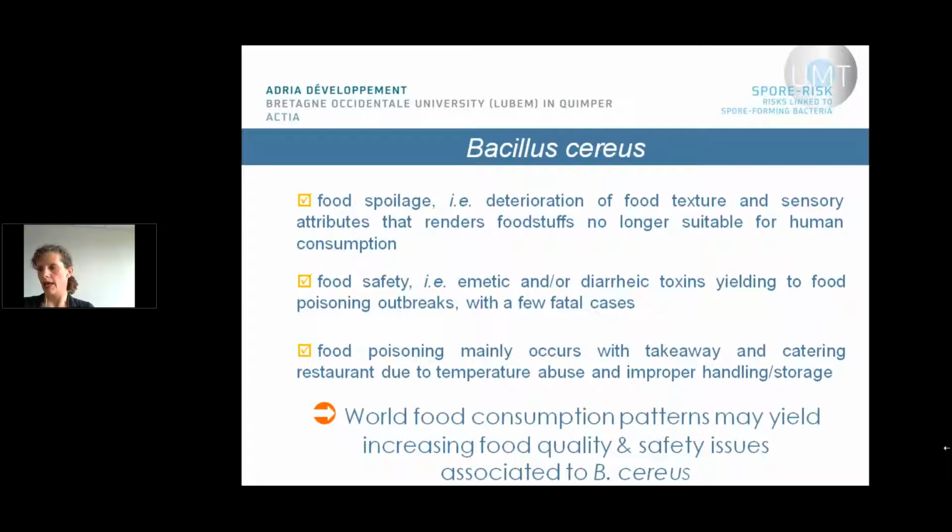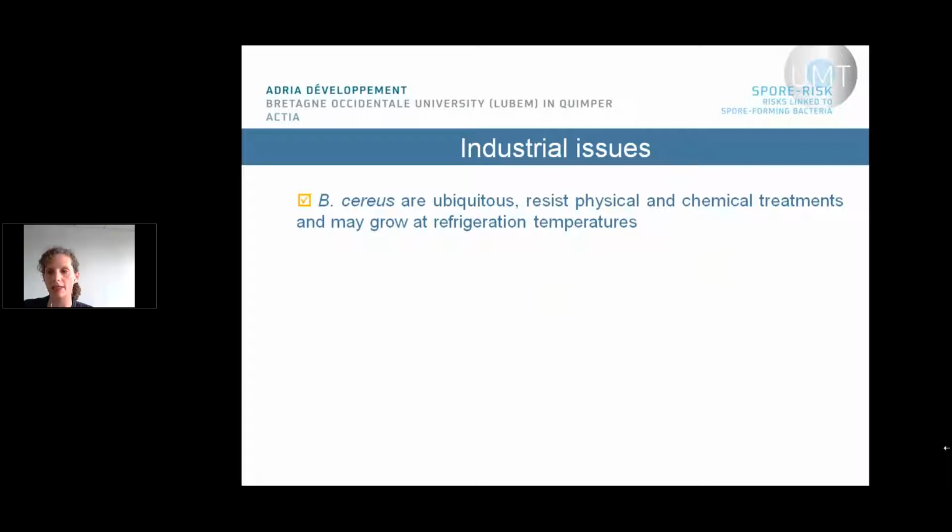But facing the trend and lifestyle of healthy, attractive and convenient food, the market of processed, ready-to-eat food is booming, and we might foresee increasing issues regarding food quality and safety associated with Bacillus cereus. So this is really a hot topic at the moment.